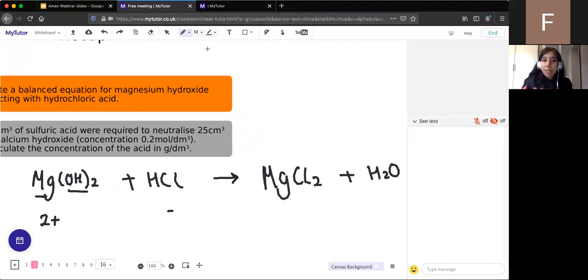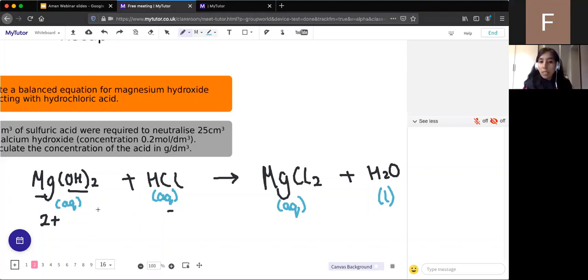If you're wondering about state symbols, remember everything is aqueous apart from the water. So aqueous, aqueous. Our acids and alkalis, remember the definition of alkali is that it's a base that is dissolved in water. That's how I know that the magnesium hydroxide is aqueous. Hydrochloric acid is hydrogen chloride dissolved in water. Therefore, it's aqueous. The salt formed will also be aqueous, and water is a liquid. So that's the state symbols. Now we just need to balance it.